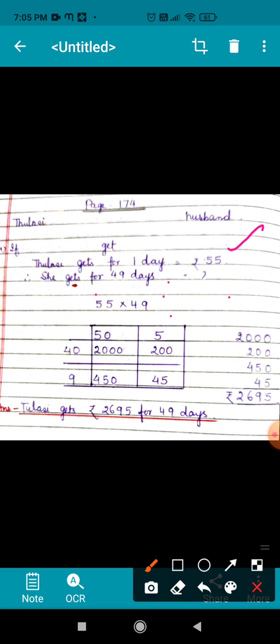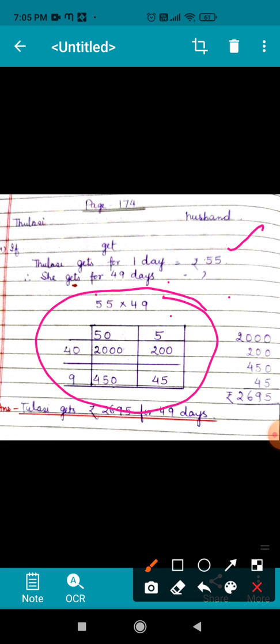And children, in multiplication you have learned two methods, grid method and standard method. Here I have done multiplication by grid method. Okay, children, you can apply any one of the methods. Either you can apply grid method or you can apply the simple standard method.